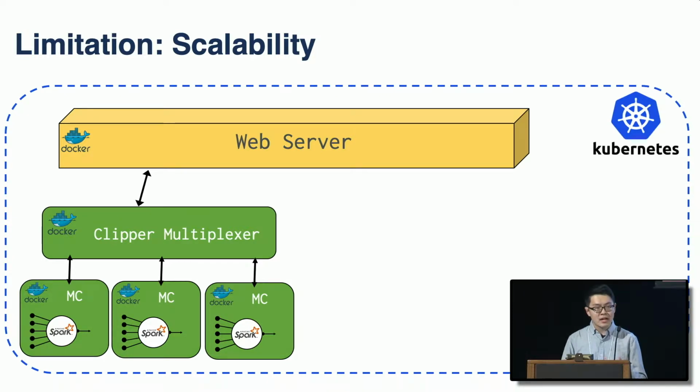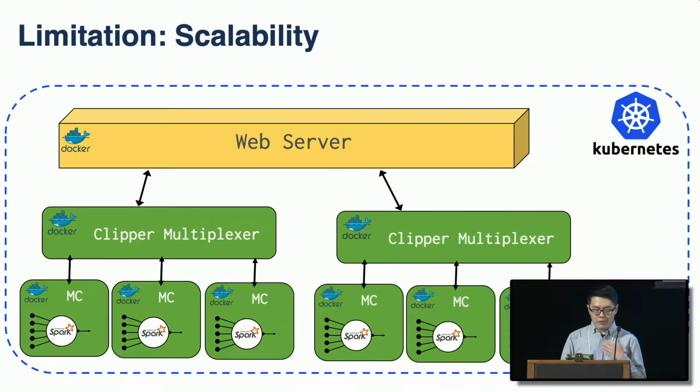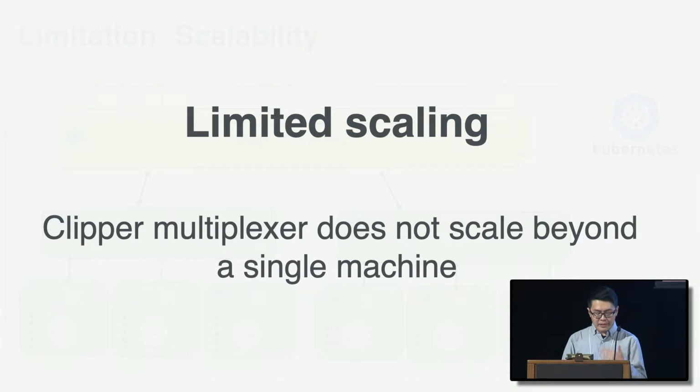But when the traffic is so high that the multiplexer is using all the resources, Clipper just stops scaling. When we have to serve higher throughput, we have to manually add an additional Clipper. But this requires the user to add the Clipper instance, put it on separate nodes, and then manage different models to put them behind the second Clipper multiplexer. Clipper has very limited scaling. The Clipper multiplexer does not scale beyond a single machine.